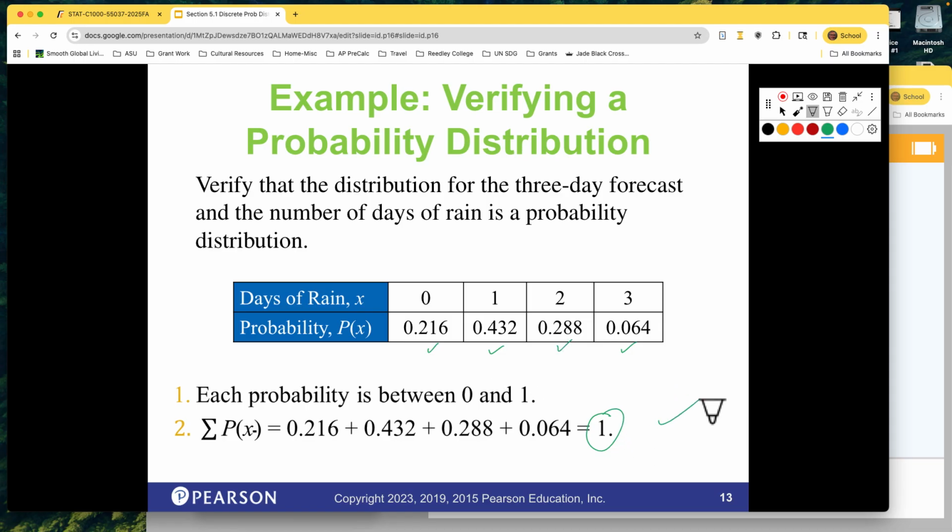Okay. So now we can apply some of the other things. We can find the mean and standard deviation with some special formulas once we know this.